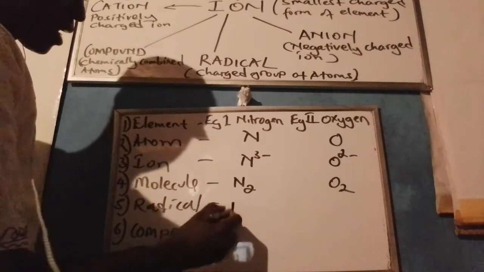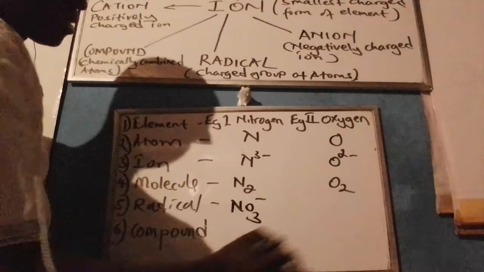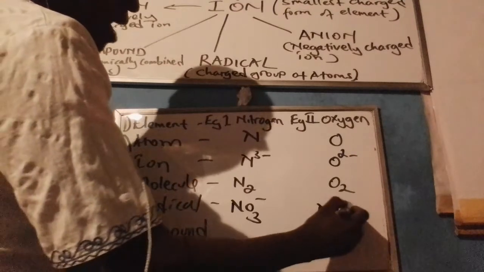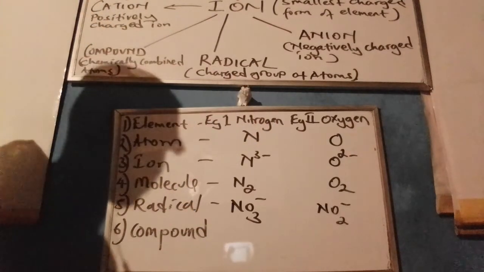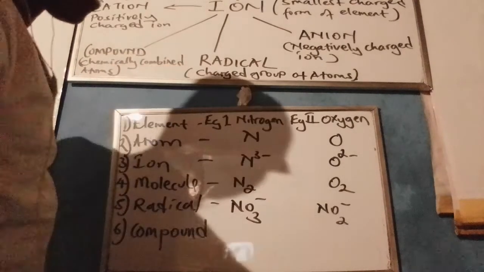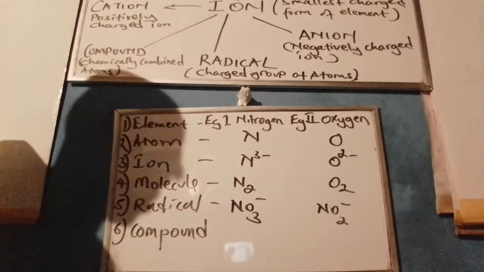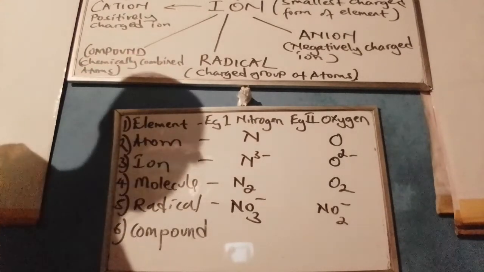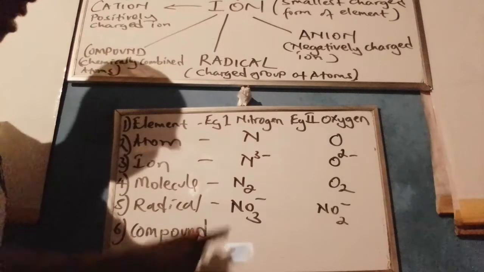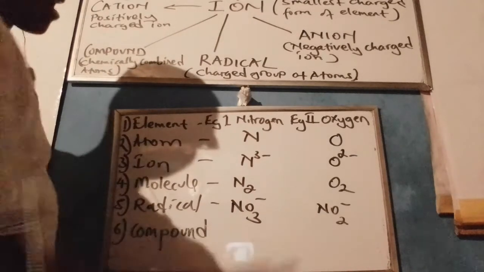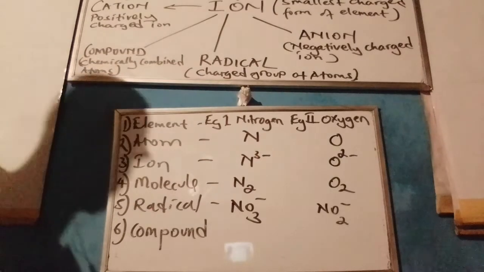Next, we have radicals. Radicals have been described as a group of atoms existing as a unit with an aggregate charge. We may form something like nitrate, NO3 minus, or nitrite, NO2 minus, where the nitrate is the parent form of oxide of nitrogen that carries a charge, while the nitrite is a subset of the nitrate that is formed when the nitrate loses an oxygen. In this respect, therefore, we can say that nitrate and nitrite are radicals of nitrogen.